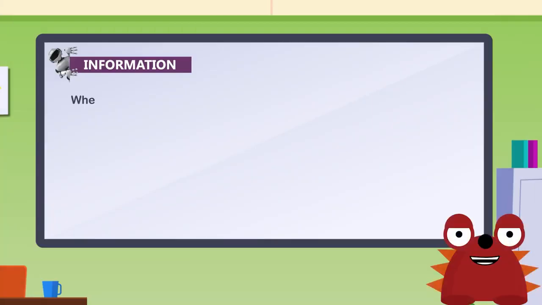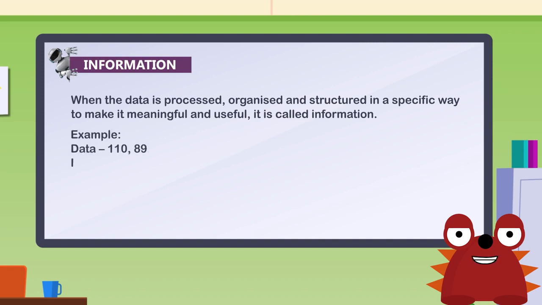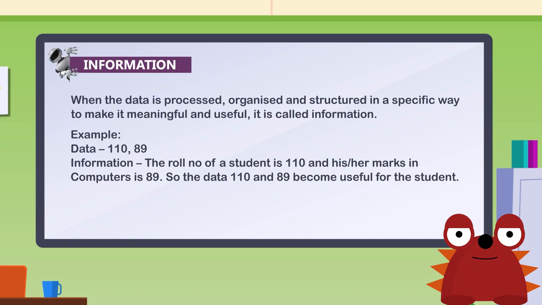So now let's look at what information is. When the data is processed, organized and structured in a specific way to make it meaningful and useful, it is called information. An example would be, if the data is 110 and 89, then the information would be the roll number of students is 110 and his or her marks in computer is 89. So the data 110 and 89 become useful for the student.